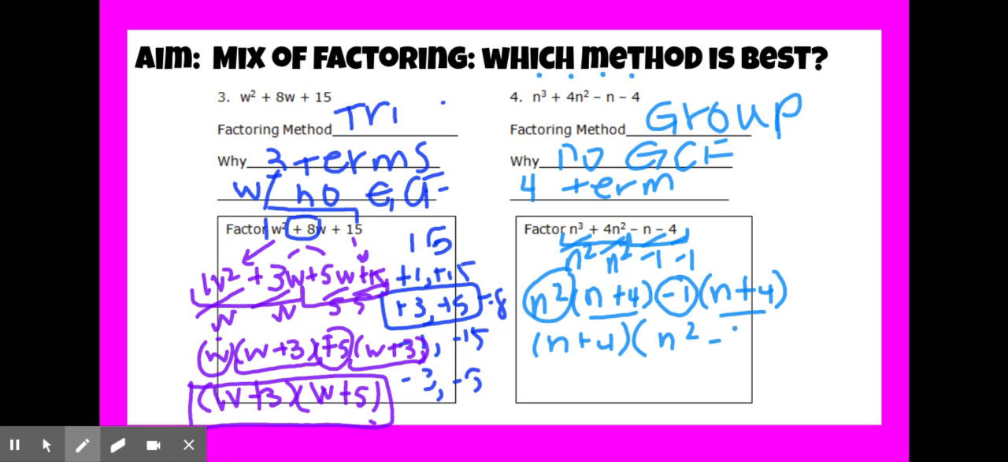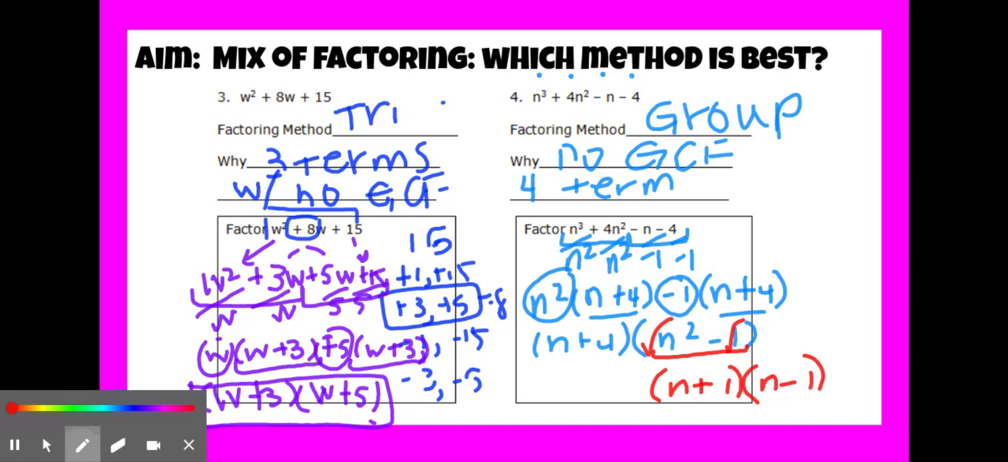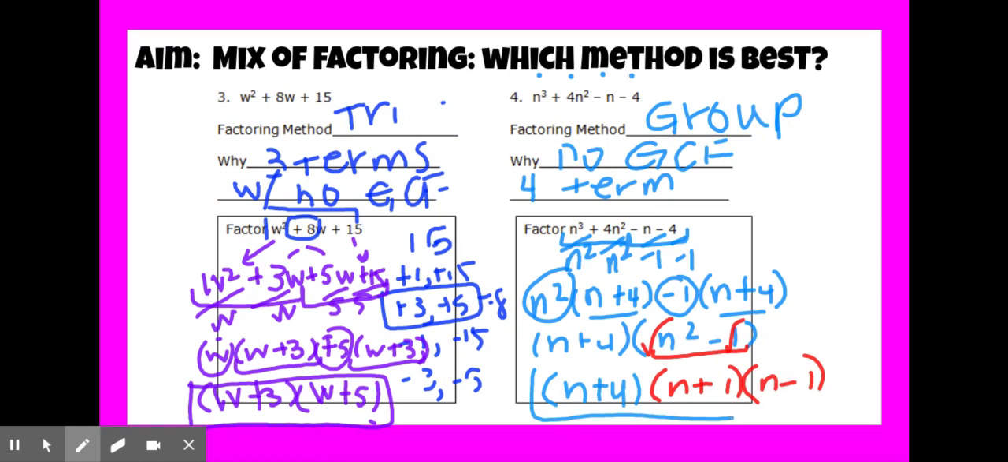N squared minus 1. Now this is the tricky one. How many of you are going to recognize that this is a difference of two squares? Hopefully you did, and you would remember to break this up to double bubble, plus minus. Square root of n squared, get n and n. Square root of 1, get 1 and 1. And then bring your n plus 4 down. So that would be your final answer for this one. Now, those are the really challenging ones. You would never see something like this on the Regents. But again, it's always good to have a challenge.